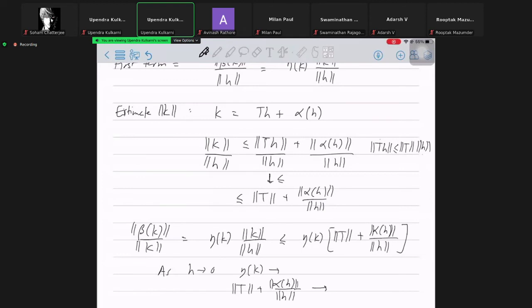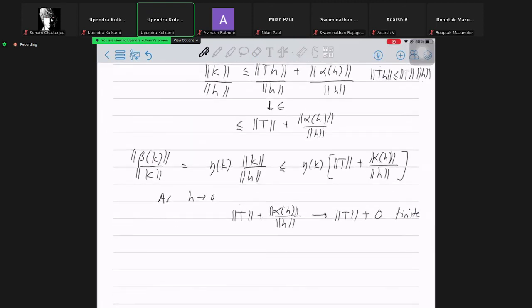Okay, so let's look at the second term. The operator norm, so this just approaches the operator norm of t plus 0, which is a finite real number. What about eta of k? Maybe I should write this down, so 1 and 2. As h approaches 0, I want to see what happens to eta of k. Well, as h approaches 0, what does k approach?